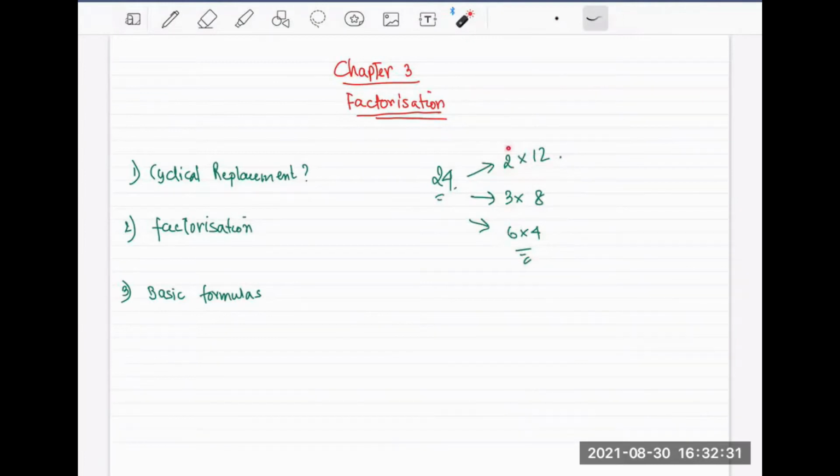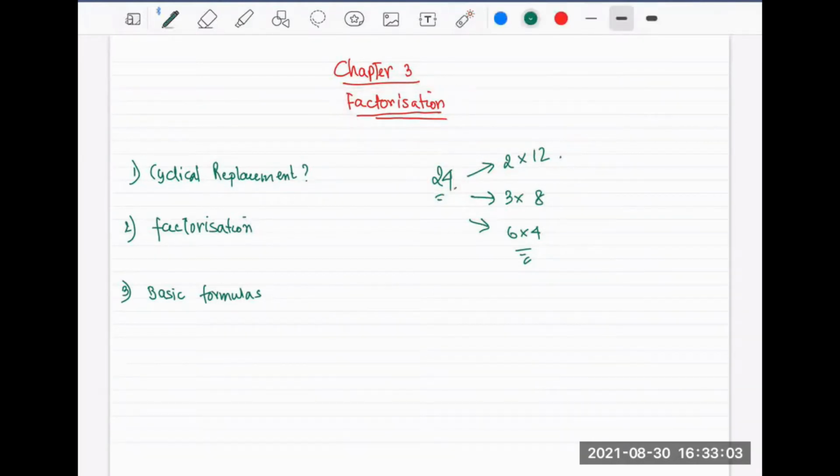So here, the 2 can divide 24, 12 can divide 24, 3 and 8 also can divide 24, 6 and 4, same thing. So these, 2, 12, 3, 8, 6, 4, all of them, are called what? Factors. And breaking down a number this way is called factorization.